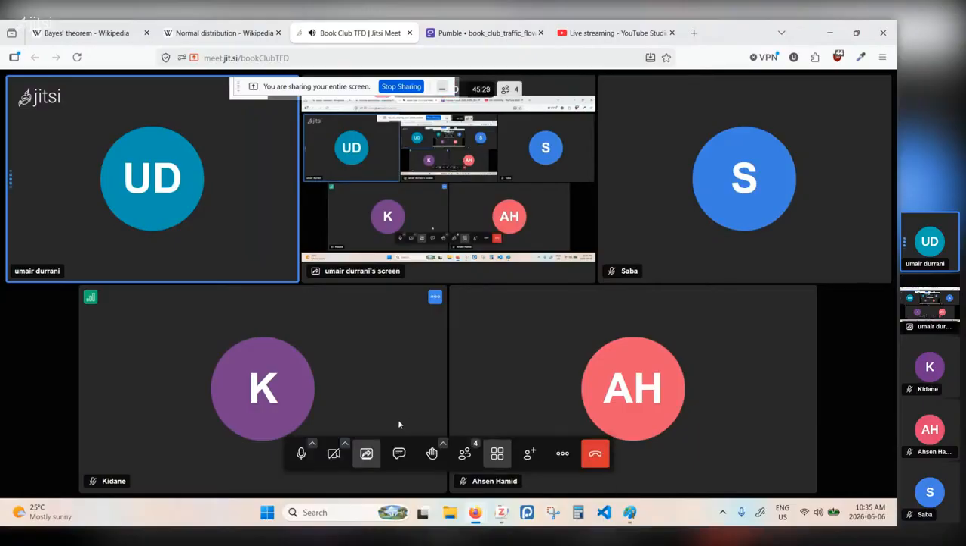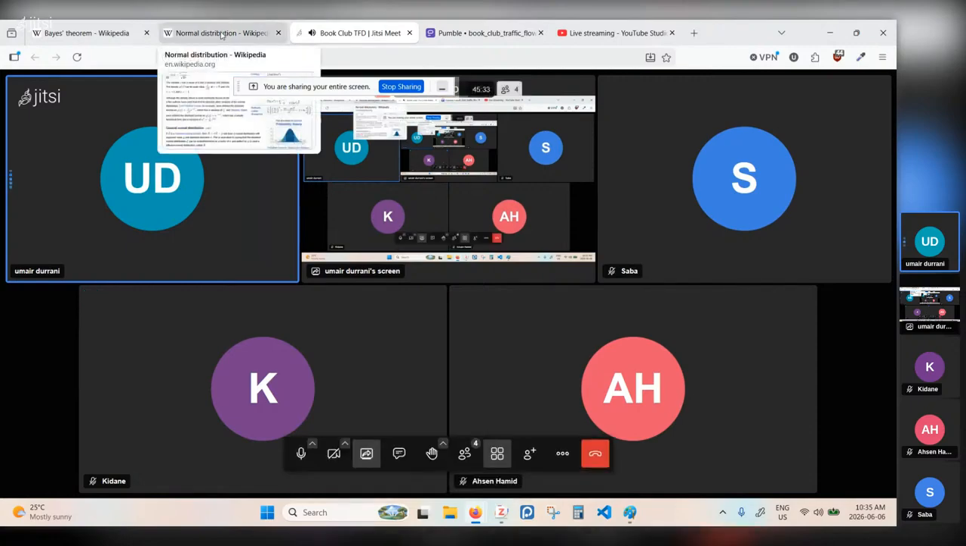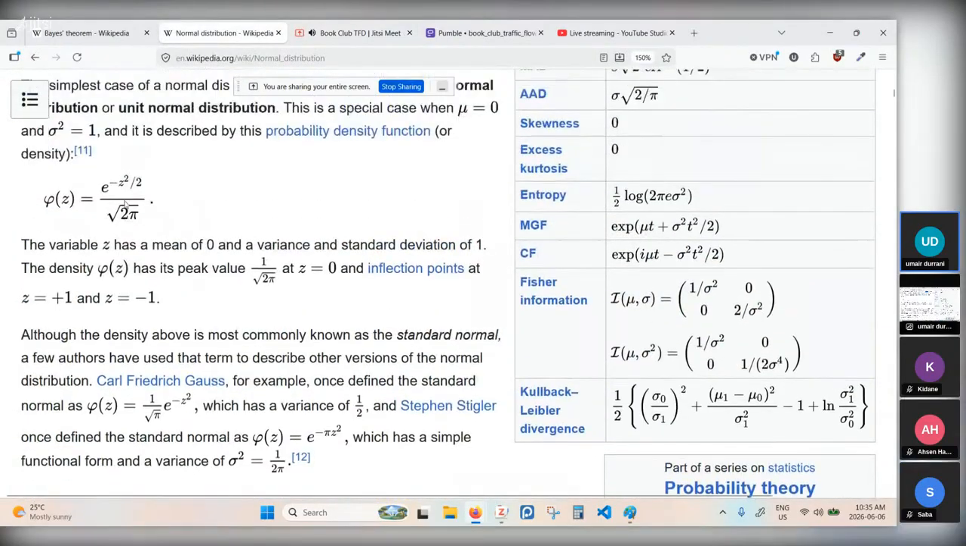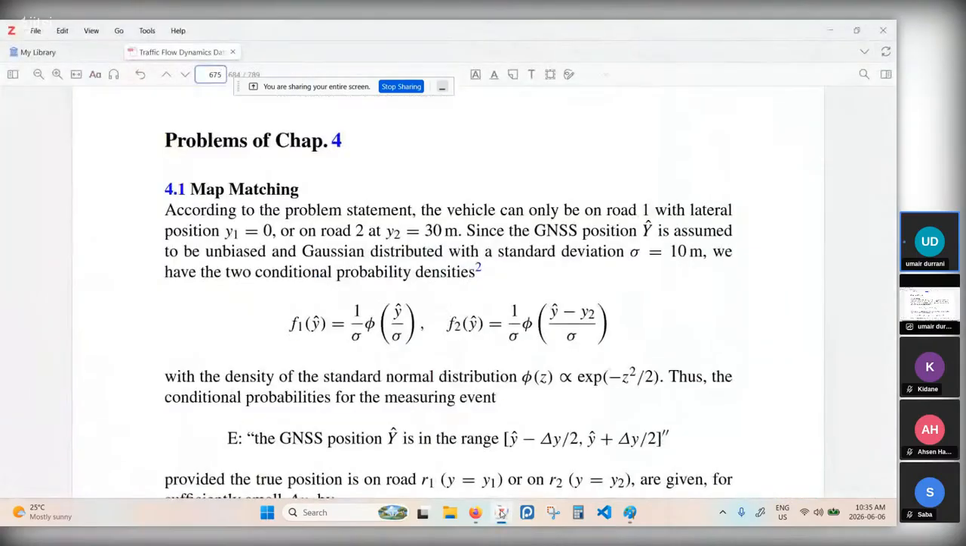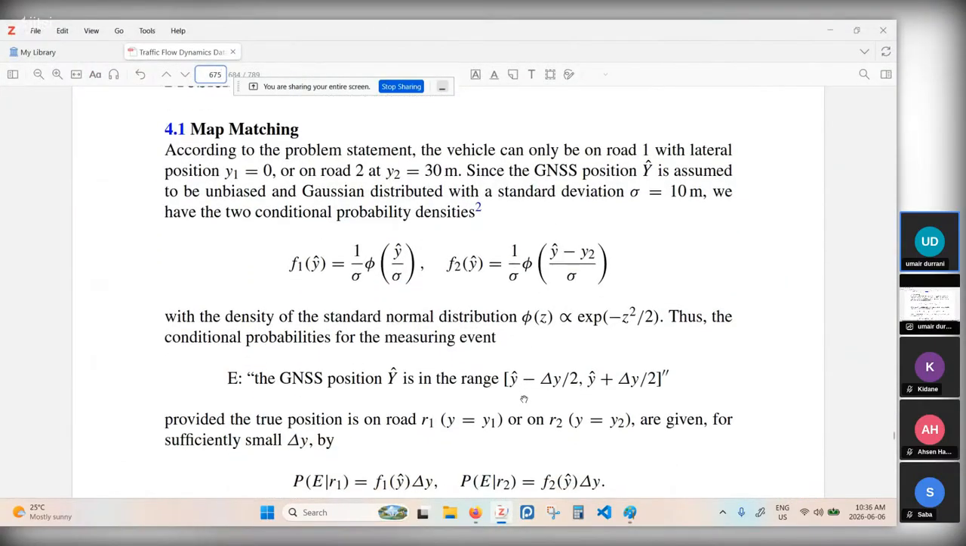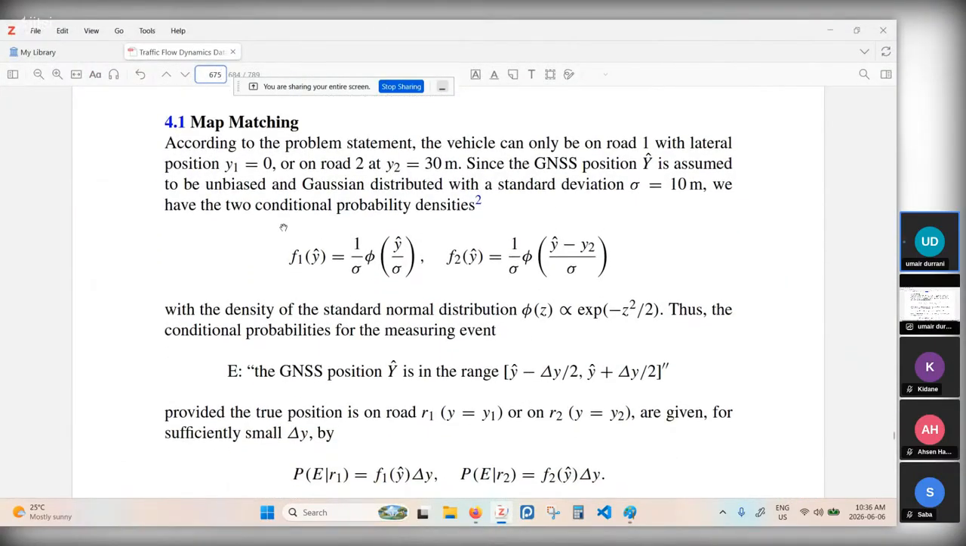But in addition to that, we are also using Bayes' theorem to determine emission probability and also the probability in the question. So once we have this understanding of the standardized normal distribution, phi of z is equal to this thing, or phi of z is proportional to exponent of minus z squared over 2. Now we go back to our solution here, and here it tells us that we have the two conditional probability densities.